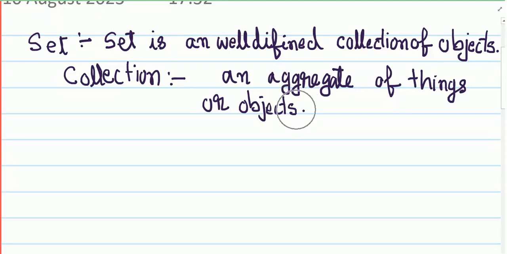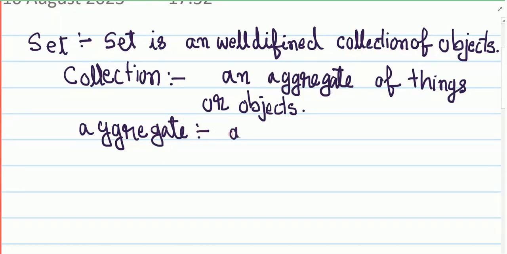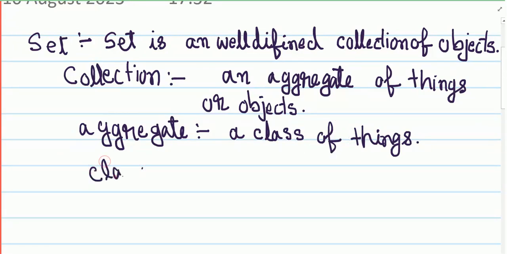Now you can think, what is meant by aggregate? Aggregate means a class of things. Yes, students, aggregate means a class of things. Again, what is meant by class? Class means a collection.